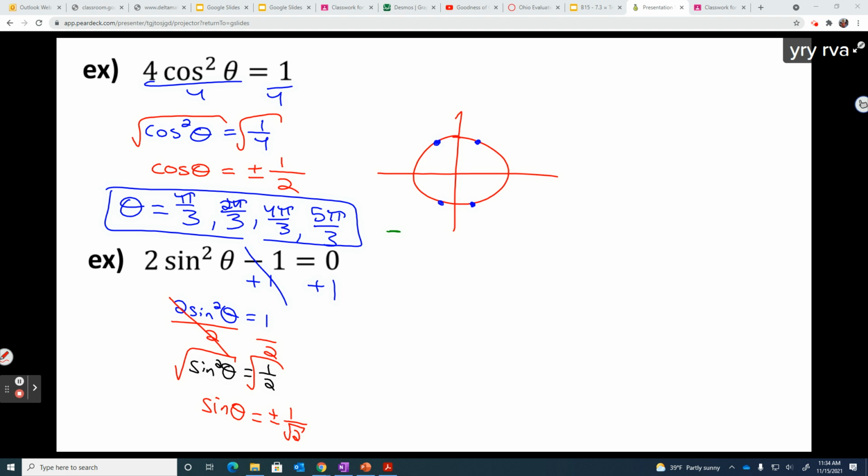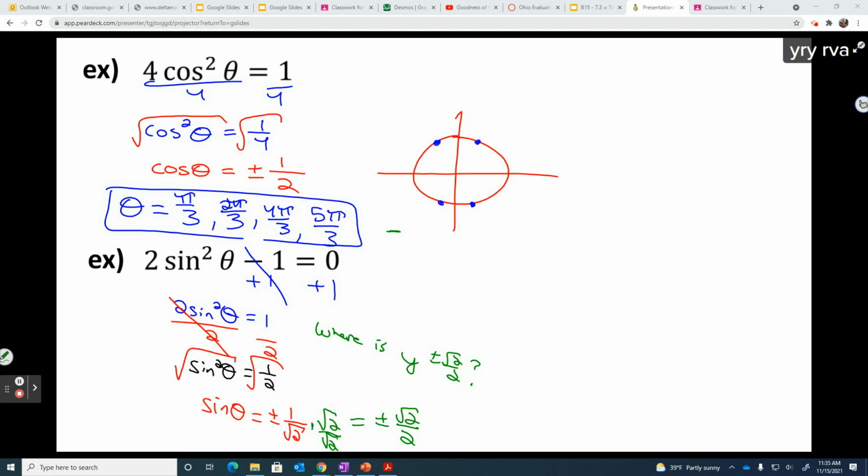So then what do you think we do from there? Yep, rationalize: multiply by radical 2 over radical 2. So then we get plus and minus radical 2 over 2. So we want to know where the sine is plus and minus radical 2 over 2. Sine is the y coordinate, so that's the question: where is y plus or minus radical 2 over 2?